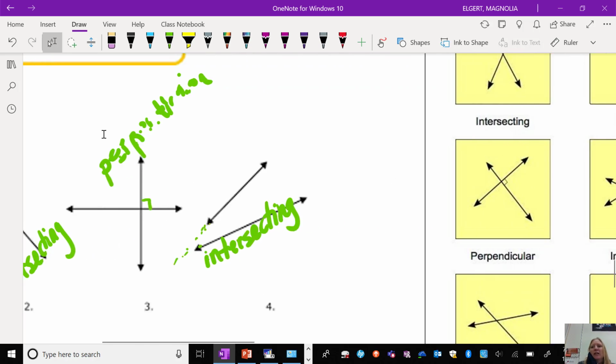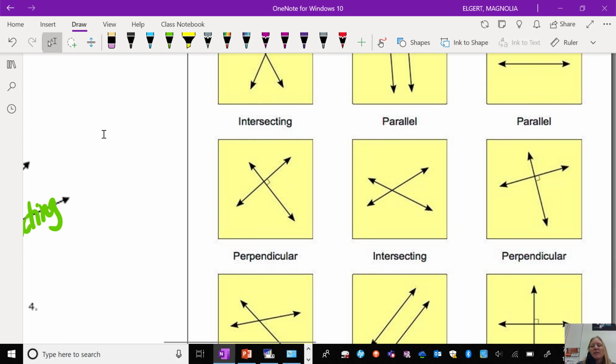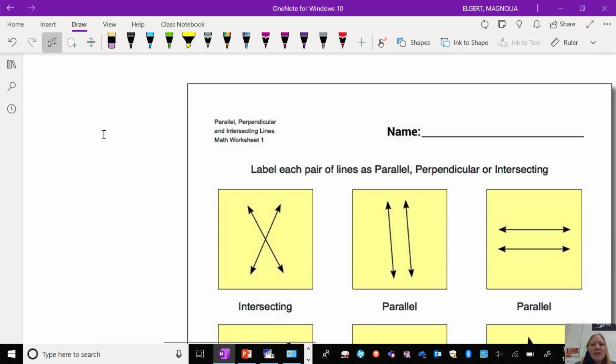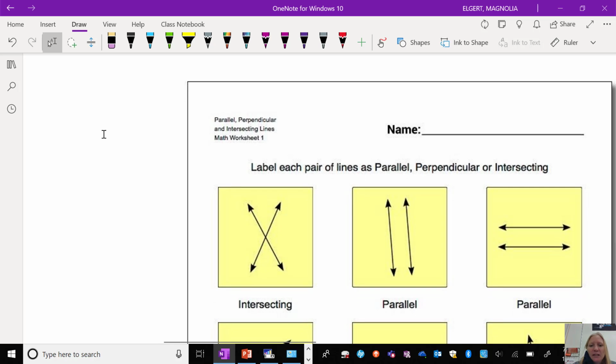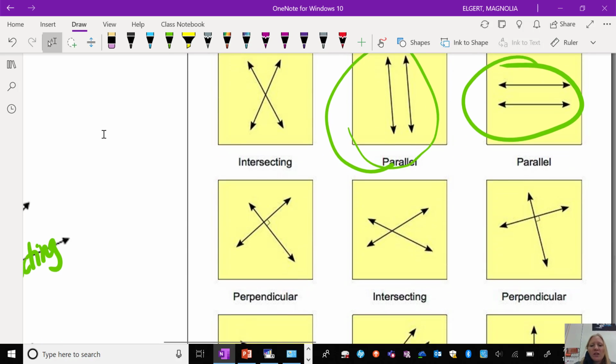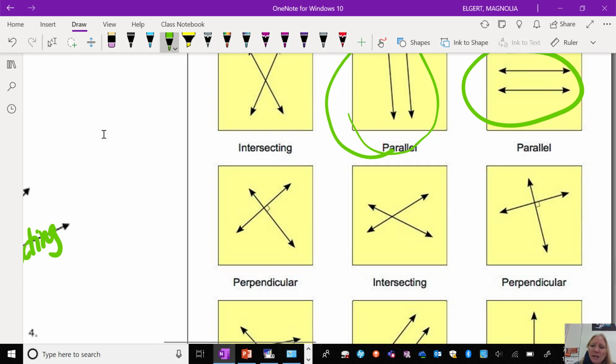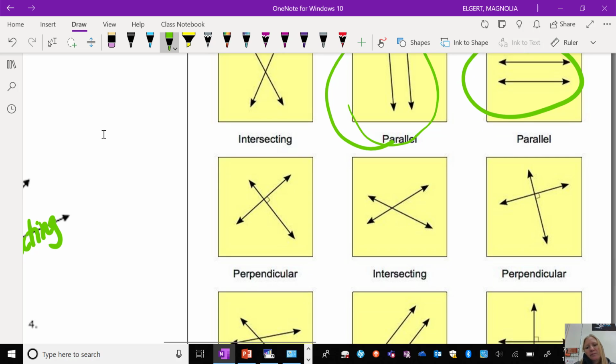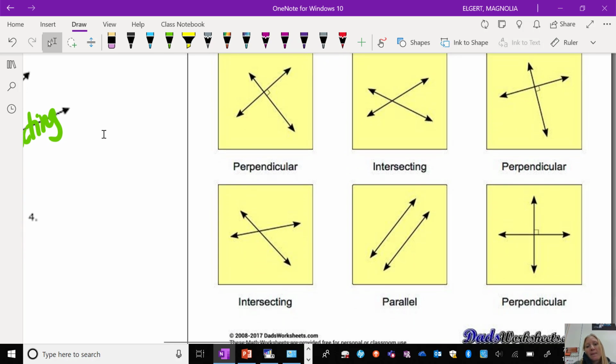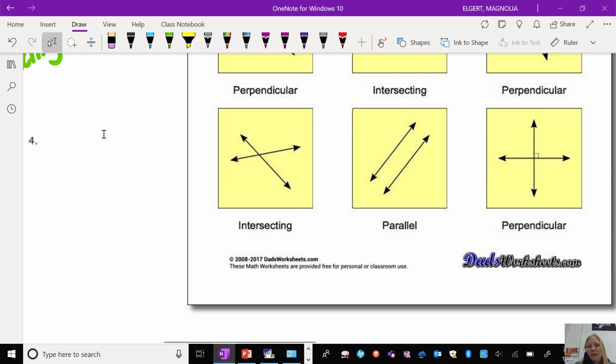Okay, look at another one here. Here's some other examples. These lines are intersecting. These lines are parallel, perpendicular because they make a 90, intersecting, perpendicular, intersecting, parallel, perpendicular.